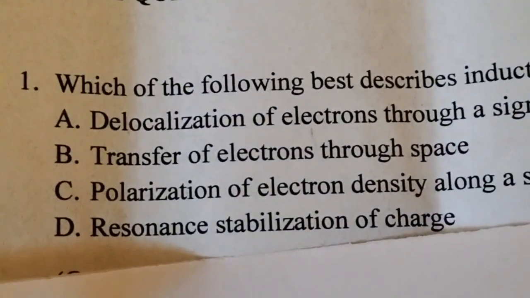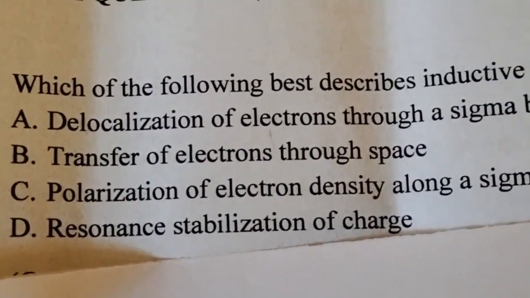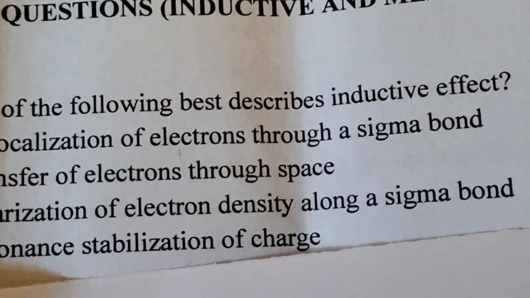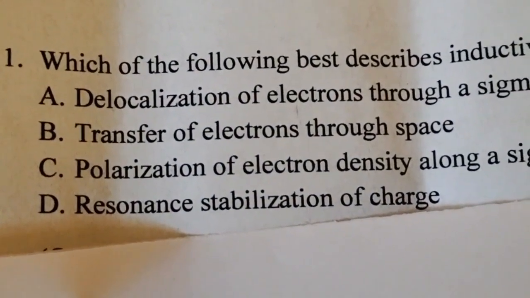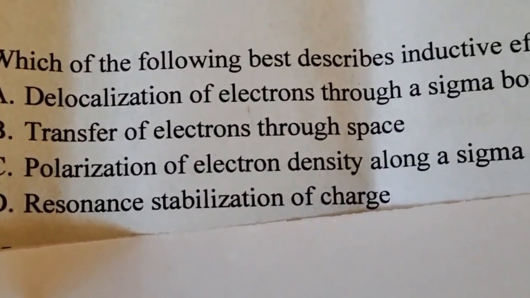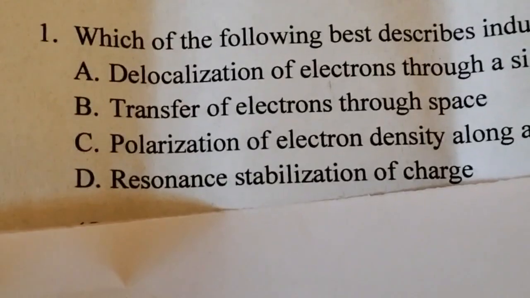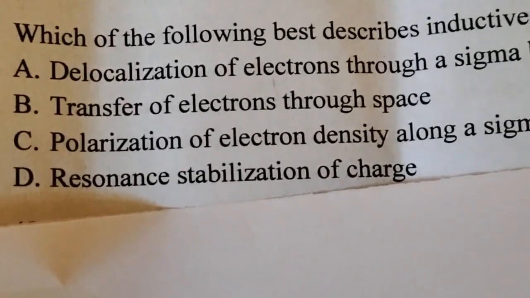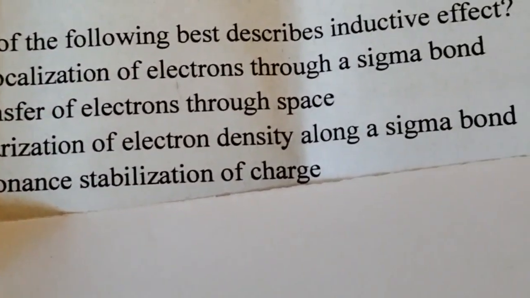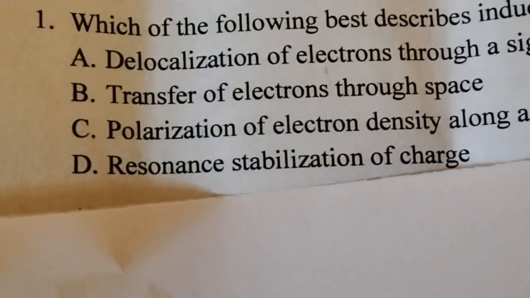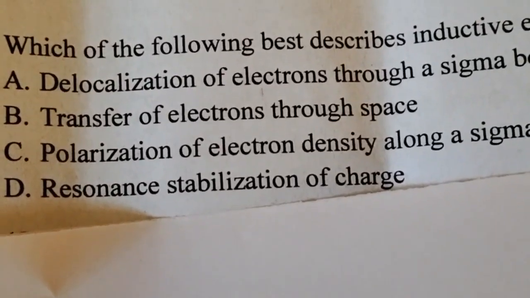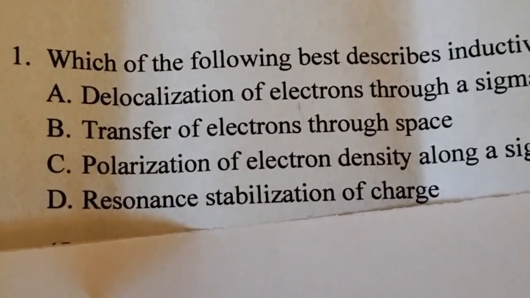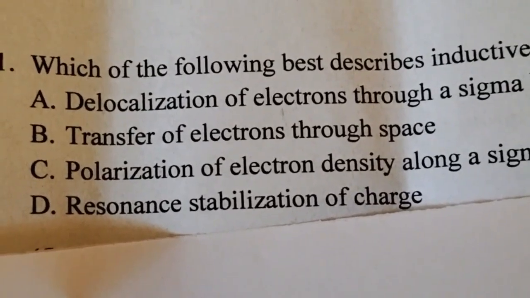Option A, delocalization of electrons through a sigma bond. Option B, transfer of electrons through space. Option C, polarization of electron density along a sigma bond. Option D, resonance stabilization of charge. So look at the options. Which one do you think is the answer?